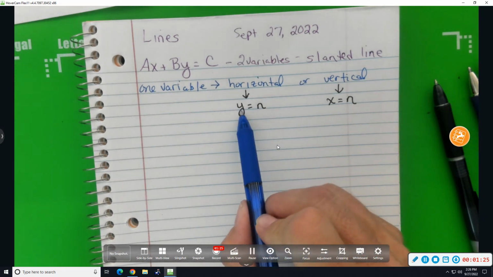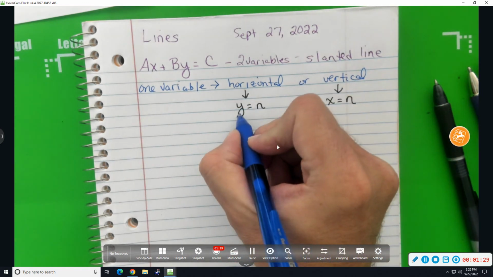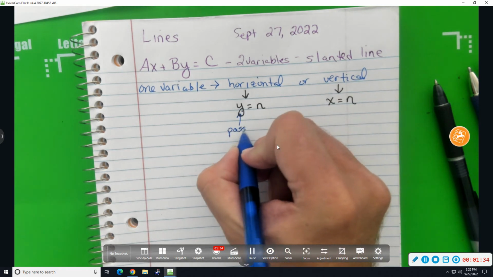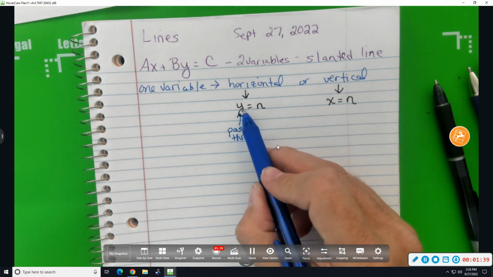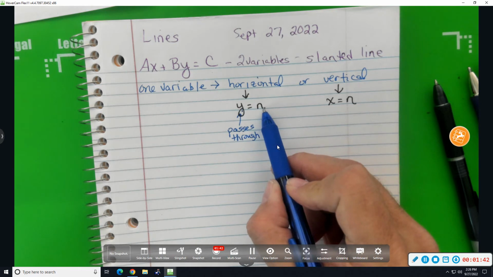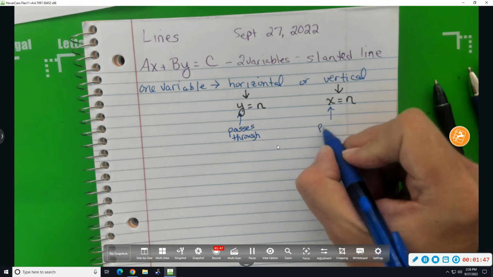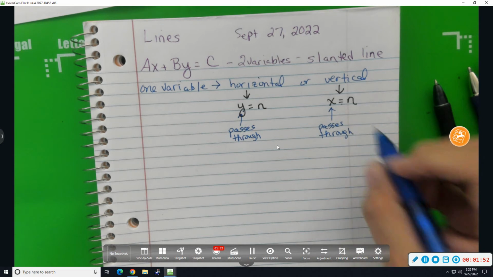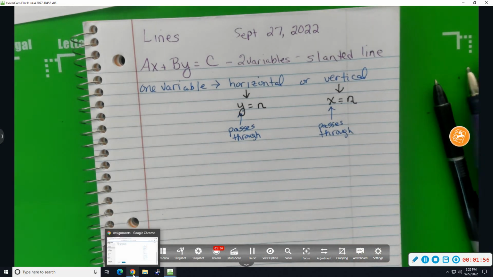If you're going to graph a line in the form y equals a number, then this number is where it passes through the y-axis. X equals a number passes through the x-axis at this number. I believe y'all also discussed x-intercepts and y-intercepts.